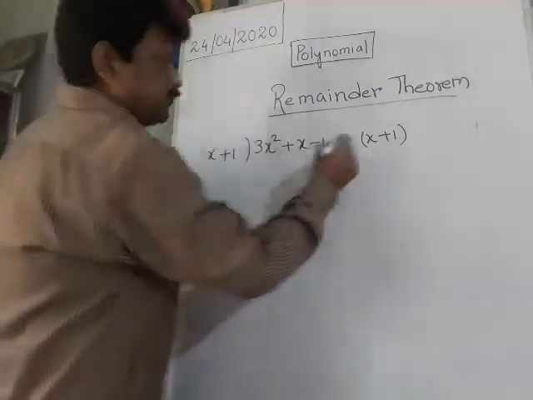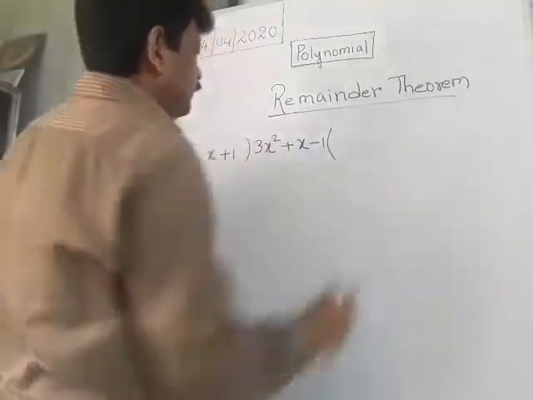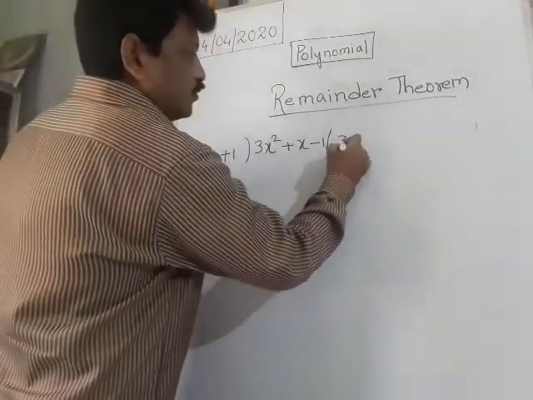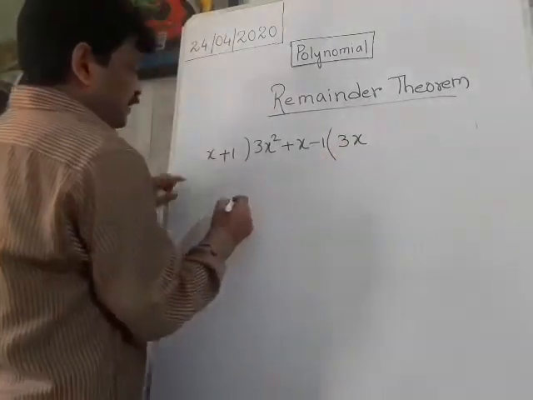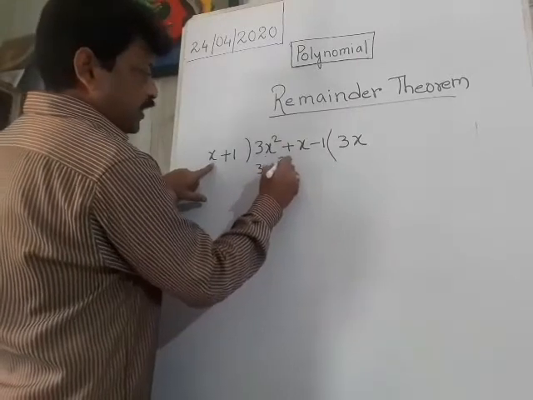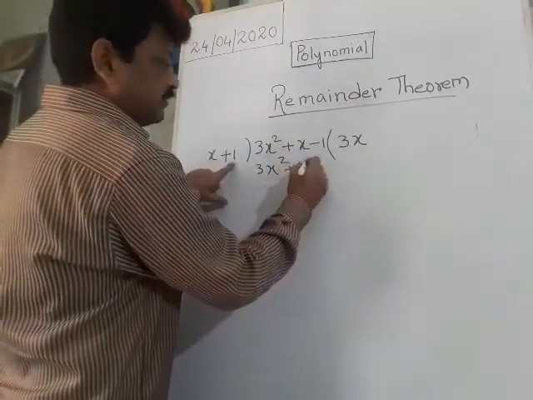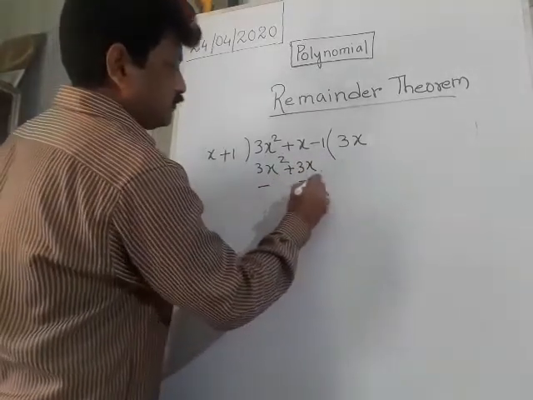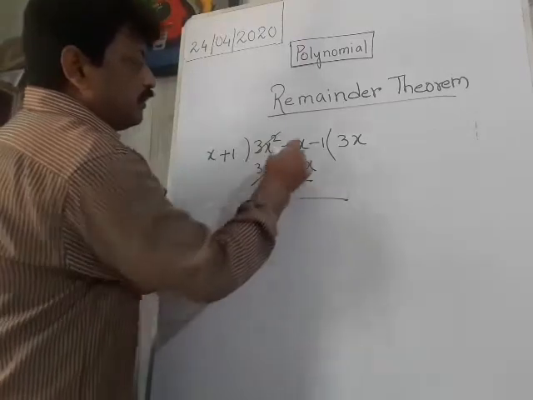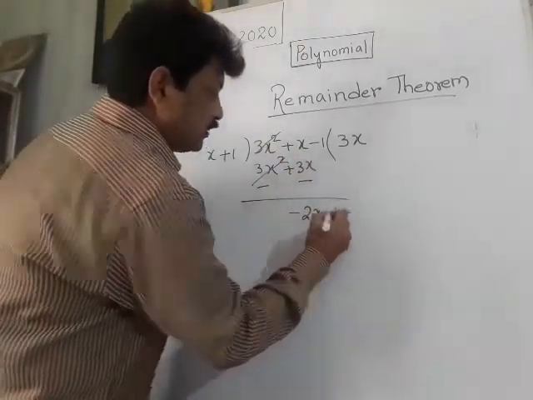X plus 1. So here it is x and there is 3x square, so x is to be multiplied with 3x. So when x is multiplied with 3x, we will get 3x square, and 1 will be multiplied with 3x, so we will get 3x. So these two will be cancelled. X minus 3x is minus 2x minus 1.